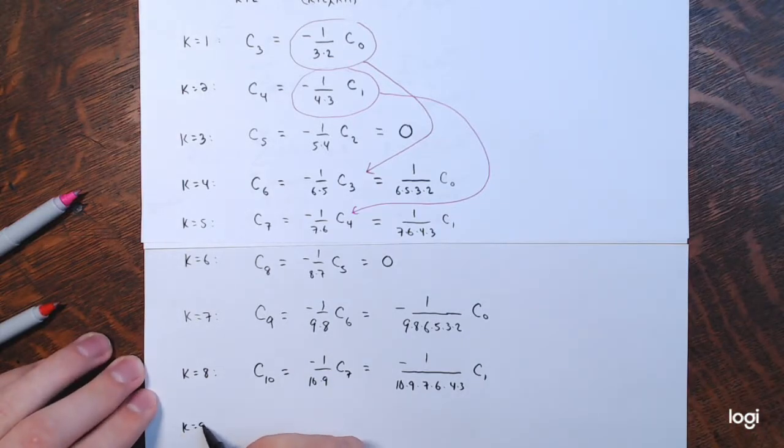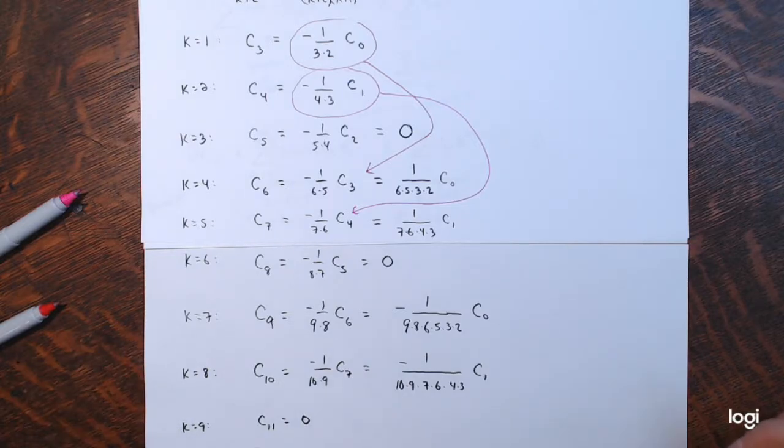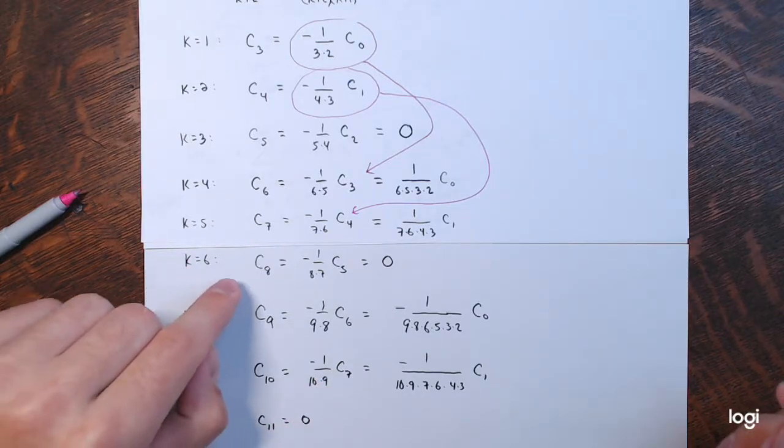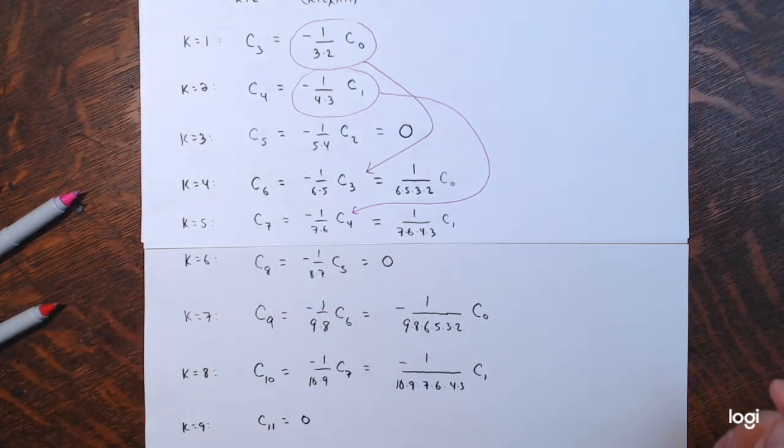And then one more, when k equals 9, right? C11 is going to be 0. We know this because it's going to involve C8, which was 0. Right? C8 was 0, and so on.